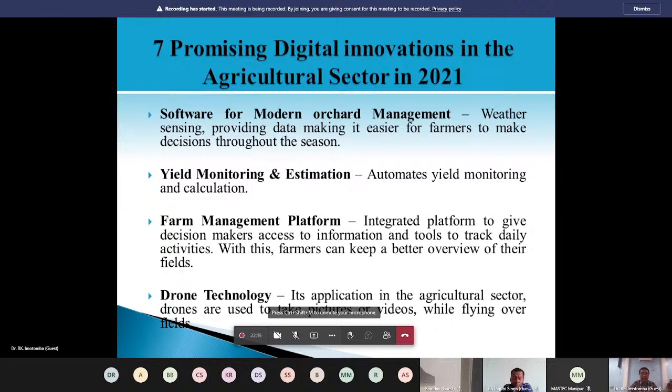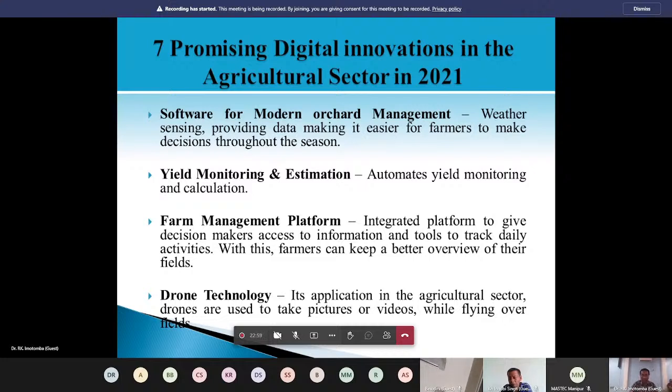So in this era of 2022, there are 7 promising digital innovations in agricultural sectors. First one is software for modern orchard management. Here, weather sensing provides data, making it easier for farmers to make decisions throughout the season. Nowadays we are using the automatic weather station with different sensors for measuring the different weather parameters. And nowadays, yield can be monitored and estimated by automatic software, and calculation can be done.